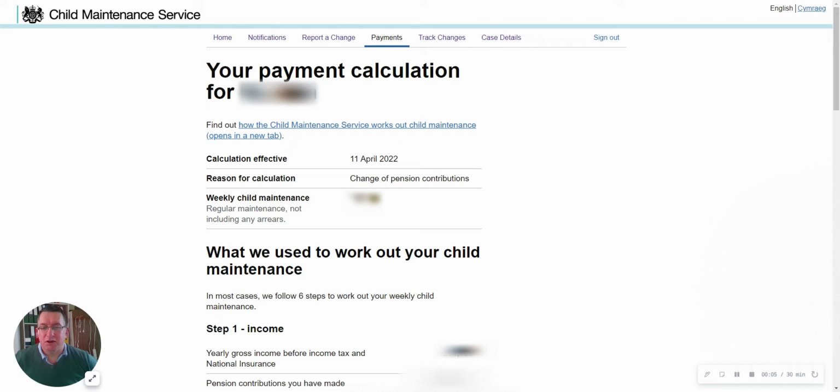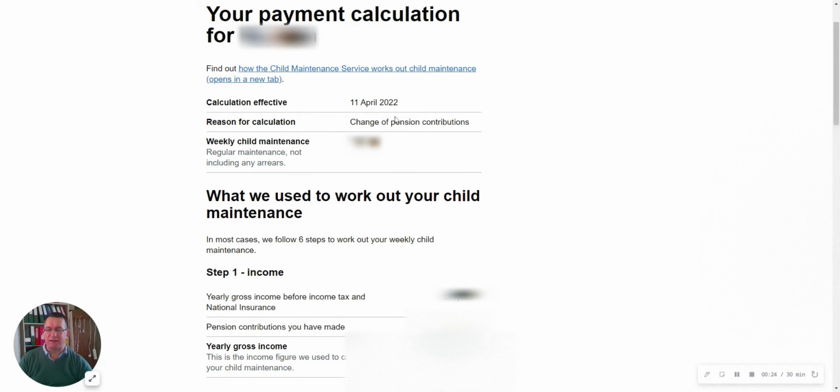So today I'm going to talk to you about a screen that is causing confusion, and that's within the CMS webpage under payments, where it tells you your payment calculation and how it's worked out. So this is the screen as it stands at the moment. You should all have access to something very similar.